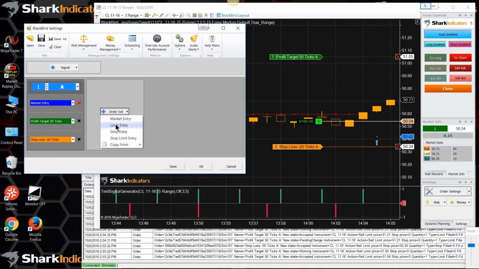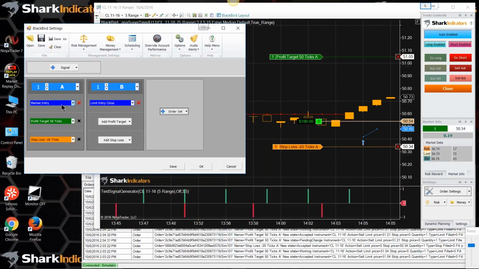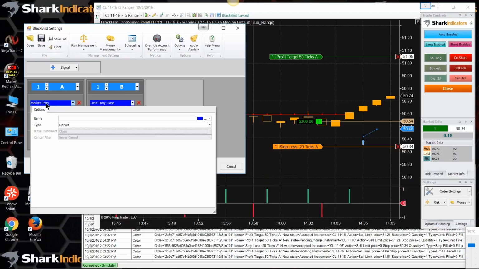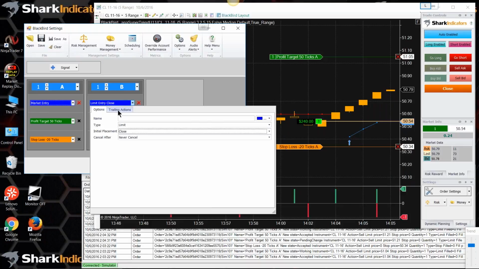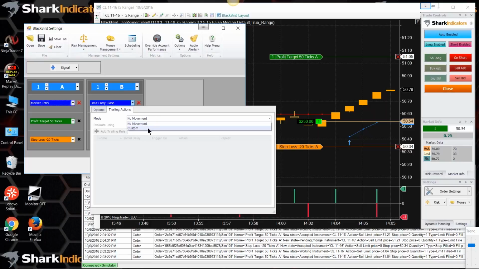Same thing happens with an entry order, right? If we go to market, a market order can't have any kind of trailing action because a market order gets filled instantaneously. But a limit order, you can see a limit order does have trailing rules. So you can also set trailing rules for a limit order as well. So you could keep moving your entry order up and up and up, and wait for price to pick you up, right?